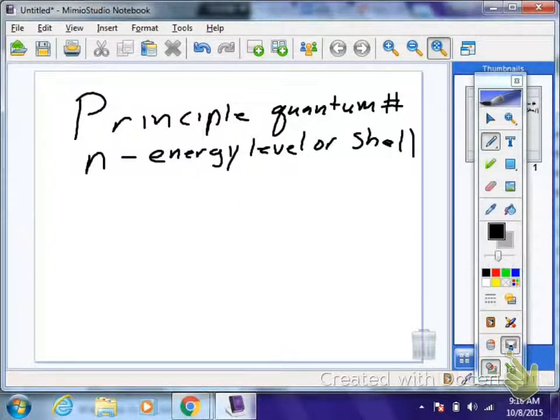There's multiple shells that atoms have. And we just give that description because we know a little bit about shells, that we've got an outside shell or inside shell, like for a peanut, for example. We know a little bit about that.